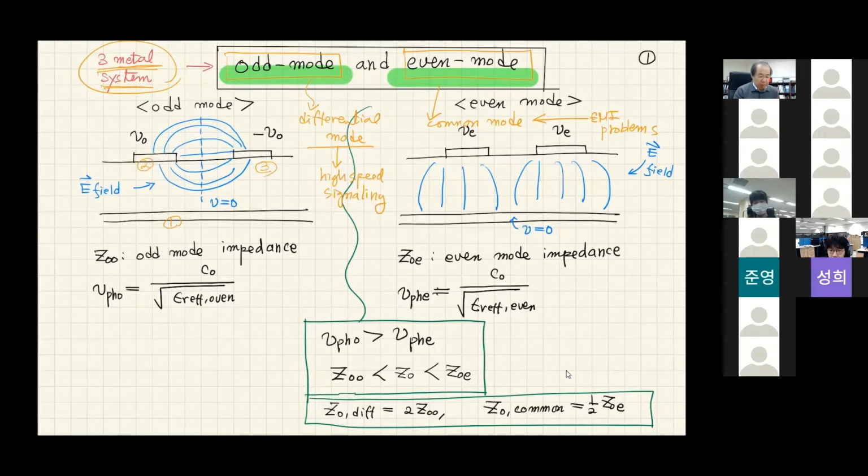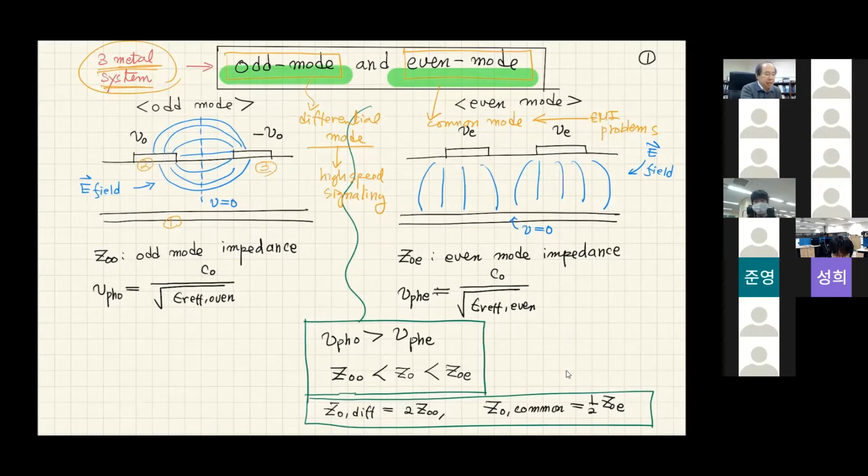As I mentioned before, odd mode is a microwave society terminology, and differential mode is more likely circuit society terminology, but basically the same. And in order to minimize the reflections and EMI, we have to use odd mode.